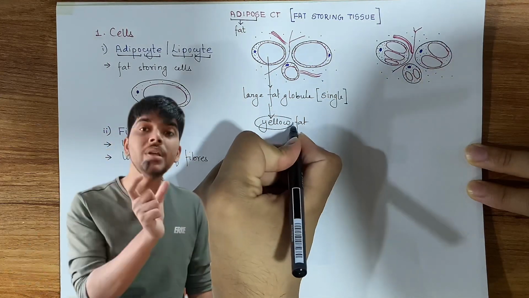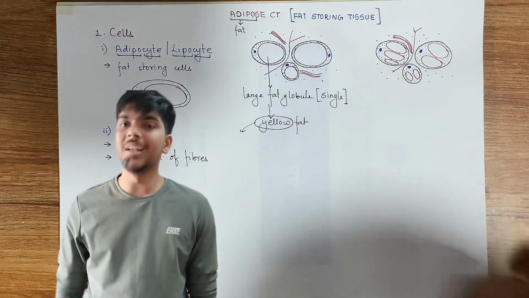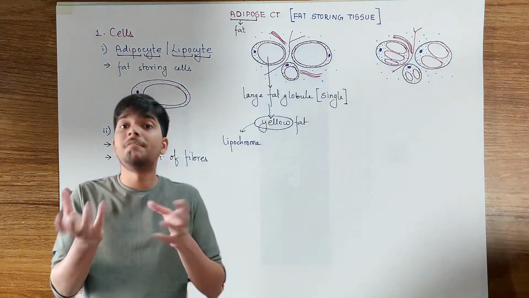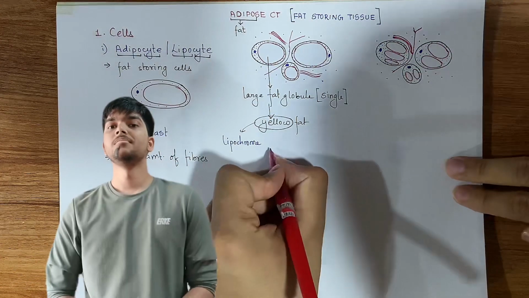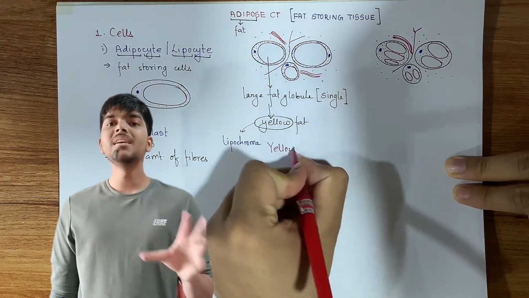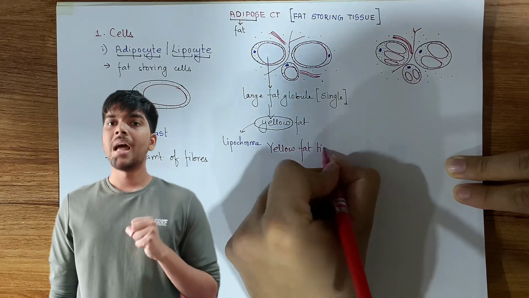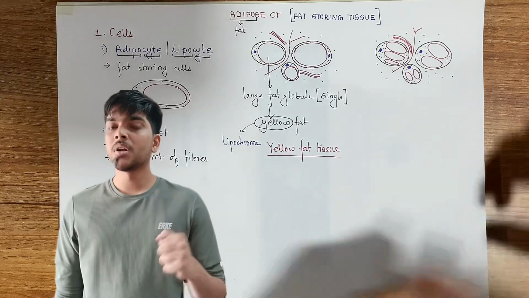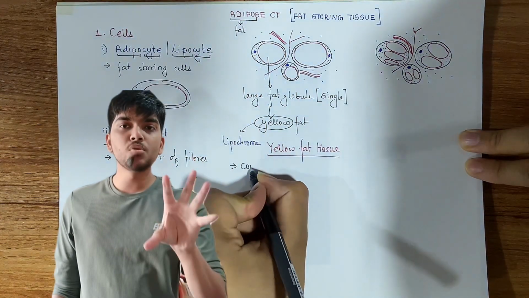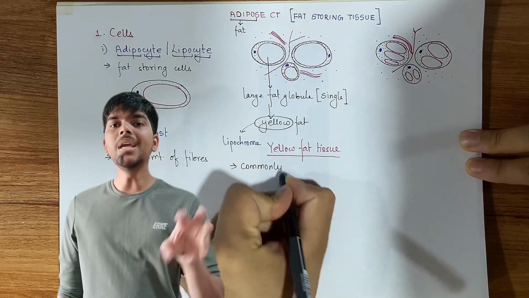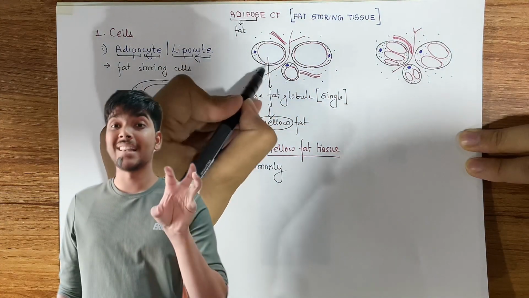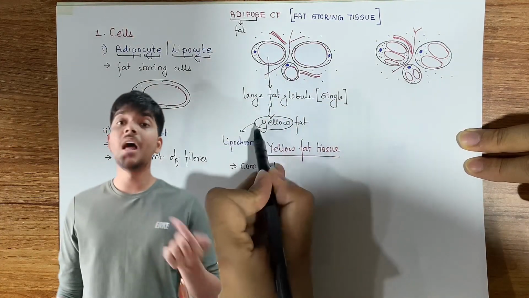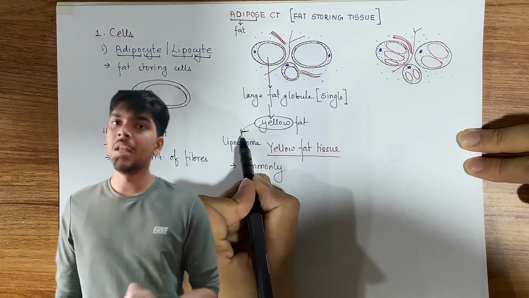The fat is yellow in color due to the presence of the pigment lipochrome, where lipo means fat and chrome means color. So due to the presence of fat color, it's yellow. That's the reason why this particular adipose connective tissue has been given the name yellow fat tissue. Why? Because it looks yellowish in color. What are the typical features? Individual adipocytes contain only one single, large fat globule. And the fat that it stores is yellow fat. It is yellow due to the presence of the pigment lipochrome.